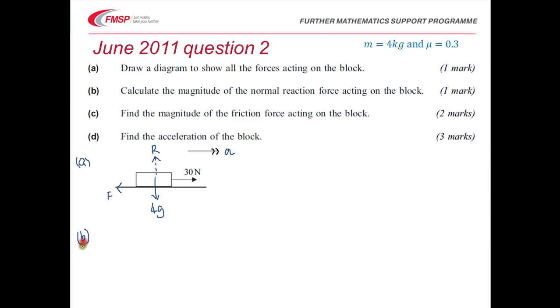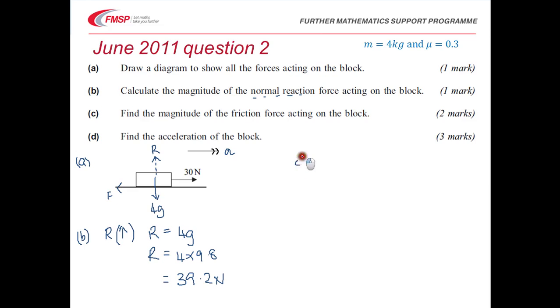In part B now, we're asked to calculate the magnitude of the normal reaction force. So the normal reaction force R, if we think about resolving vertically, then R is acting upwards and there's no other force except the weight acting downwards, which means that R must be equal to 4g, in other words 4 times 9.8, which is 39.2 newtons. Remember, the unit of force is a newton.